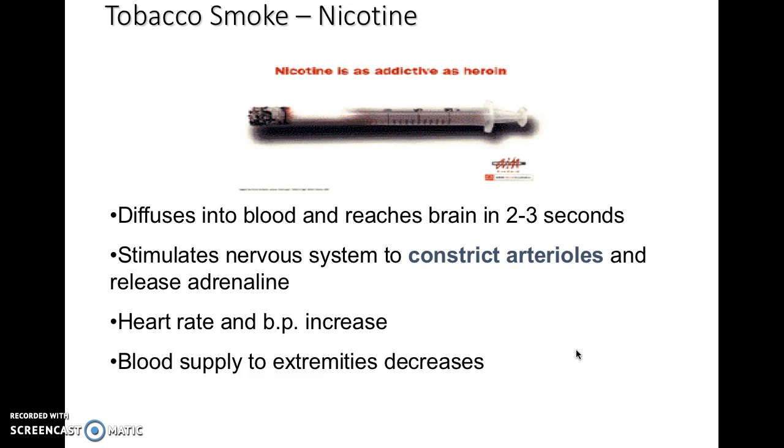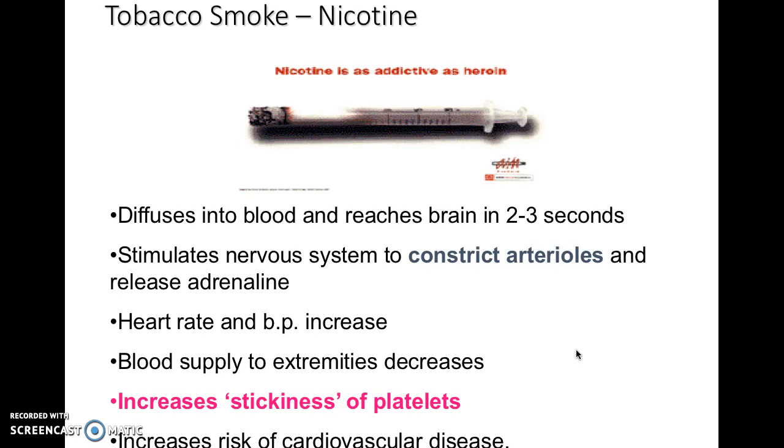The blood supply to the extremities, so like your fingers and your toes, and technically other parts that dangle, is going to decrease. It also increases the stickiness of platelets. If you recall what we learned about platelets with the cardiac system, platelets are what result in clotting. It's also going to increase the risk of cardiovascular disease.